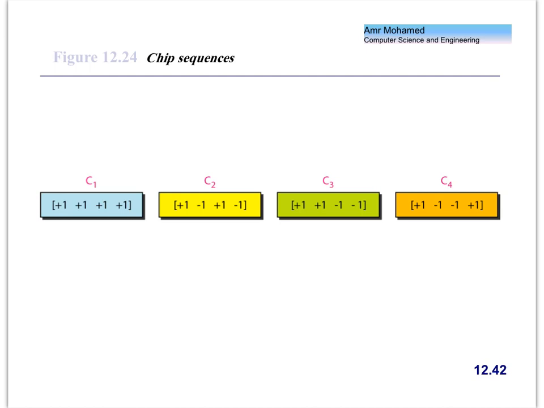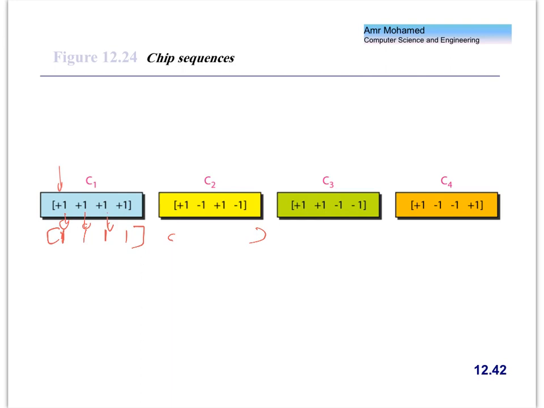So these are the codes. We need to see whether these codes fulfill the two conditions we talked about or not. The first condition is that each code is highly correlated with itself. By multiplying the code by itself, 1, 1, 1, 1, and then we multiply one by one. It's a simple dot product. So the answer is 4. Here, the answer is 4. For all of them, the answer is 4.